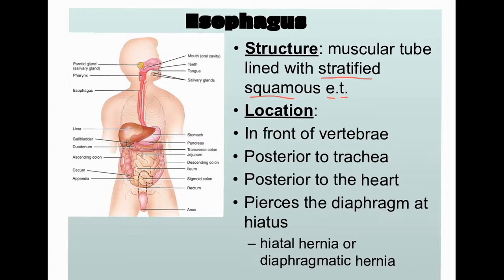Where is it located? It's in front or anterior to the vertebra, posterior or behind the trachea, posterior behind the heart, and it pierces the diaphragm, what's called the hiatus. And you can have what's called hiatal hernia or diaphragmatic hernia. And that's basically where, you're not going to need to know this, a part of the stomach actually pushes through the diaphragm and moves up. And it can cause discomfort. Some people think it's a heart attack when they have a hiatal hernia. But you won't need to know that.